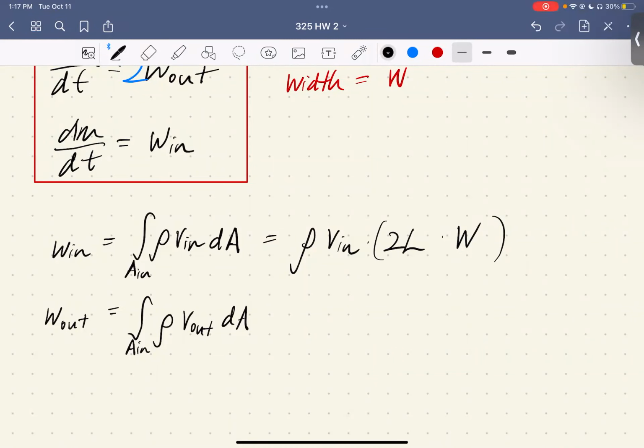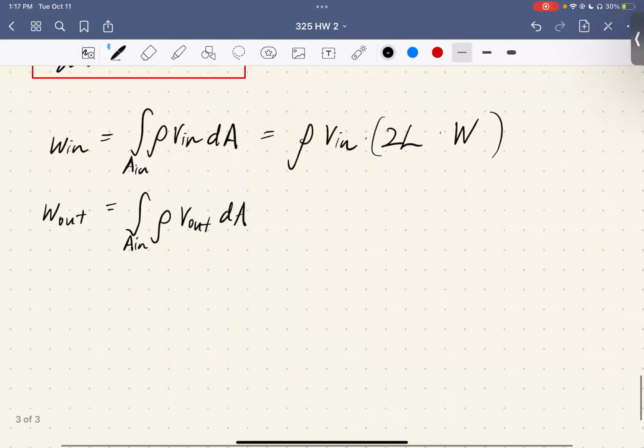So important to keep that in mind. Then let's move on to our W out. This is a little bit different because we have, let's draw our plates. I'm going to draw it like this.